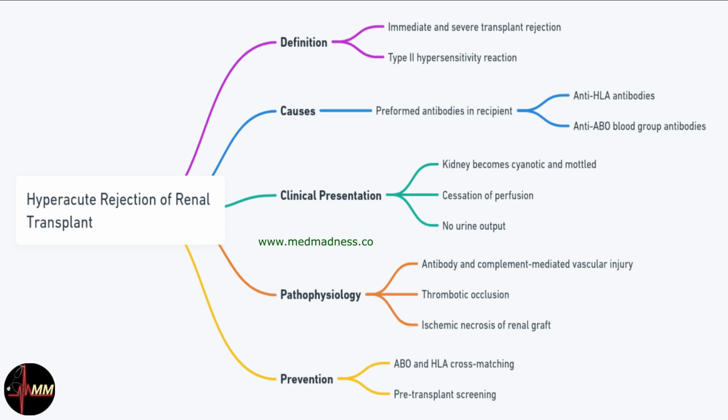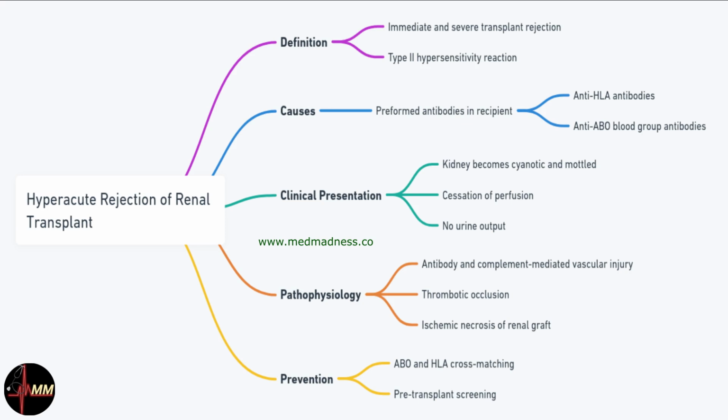If you guessed hyperacute rejection, you're right on the money. Now let's unravel why this happens. Hyperacute rejection is a dramatic and immediate response that occurs in organ transplants, most notably in kidneys. It's classified as a type 2 hypersensitivity reaction, which means it involves antibodies that the recipient's immune system has already formed against donor antigens. These antibodies could be anti-HLA or anti-ABO blood group antibodies.